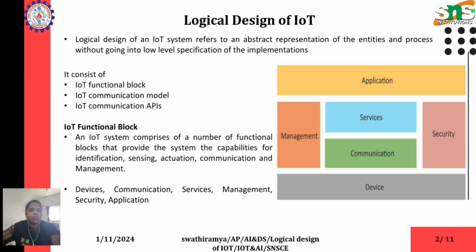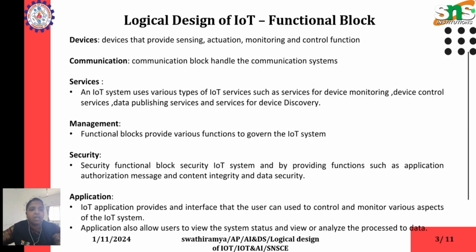It has been divided into three blocks: IoT functional block, IoT communication model, and IoT communication API. When it comes to the IoT functional block, we were discussing what components it has. The IoT functional block comprises a number of functional blocks that provide the system capabilities for identification, sensing, acquisition, communication and management. We started with the devices, like sensors and actuators, which are the main part of the IoT system.